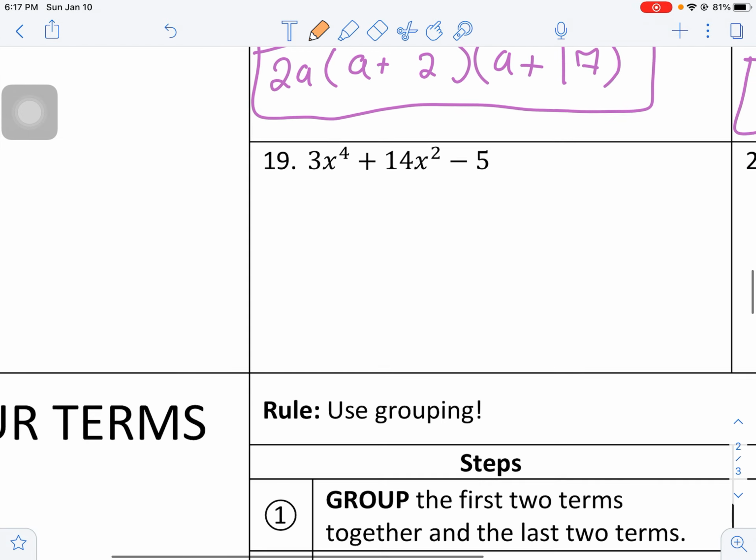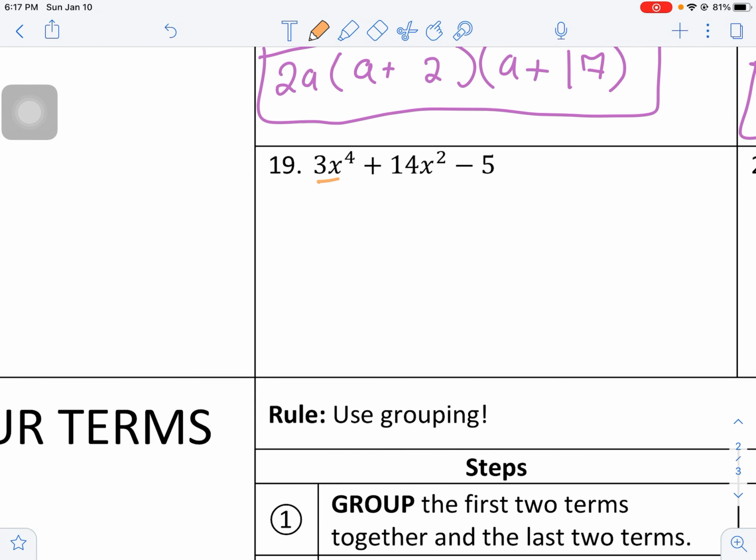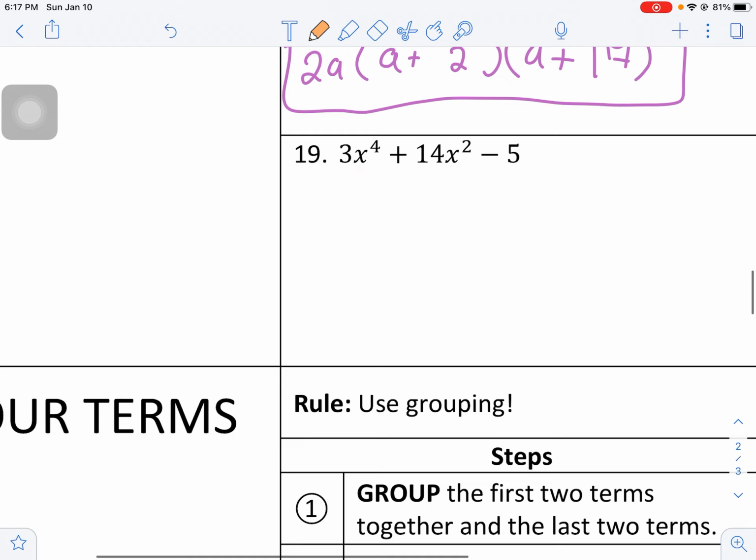Change up the color here. Continuing down, we have 3x to the fourth in the front, x to the fourth. So that means we have 3x squared and x squared. Negative in the back tells us plus and minus. We need 14, so 1 and 5 is the only option.